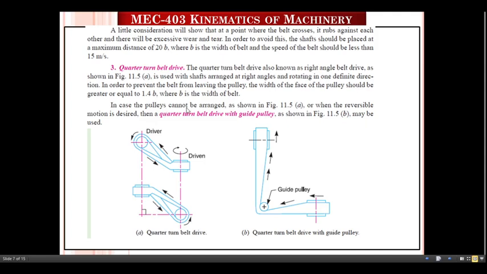In case the pulleys cannot be arranged this way, or when reversible motion is desired, then the quarter turn belt drive with a guide pulley may be used in this way. So as per the discussion here, whenever we want to transmit power at a right angle, such an arrangement can be required. This is known as quarter turn belt drive. Here you can use the guide pulley for the same thing, quarter turn belt drive with the guide pulley.